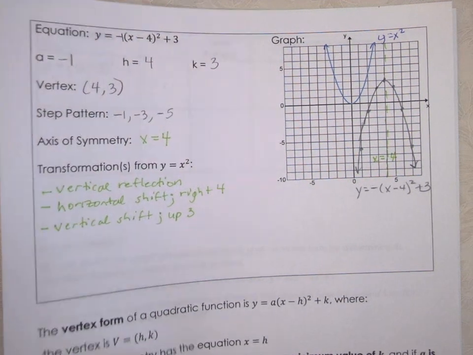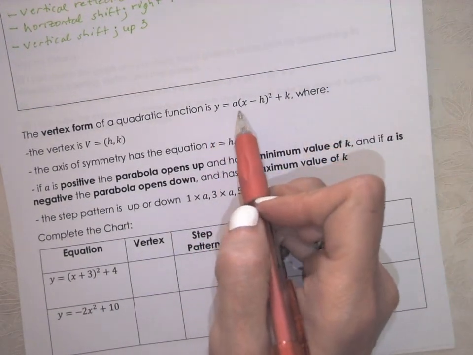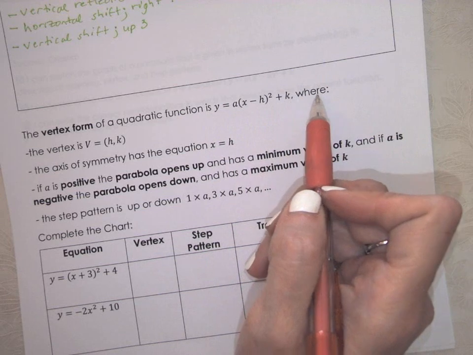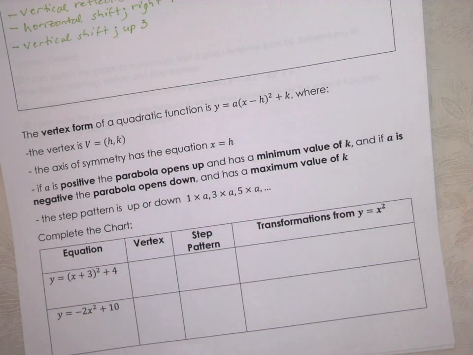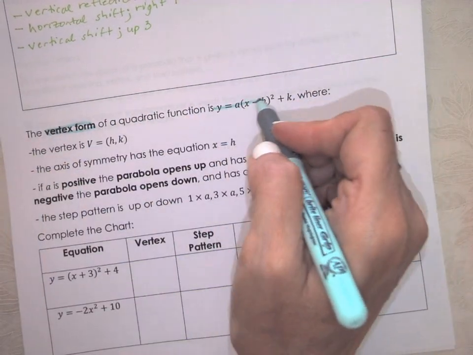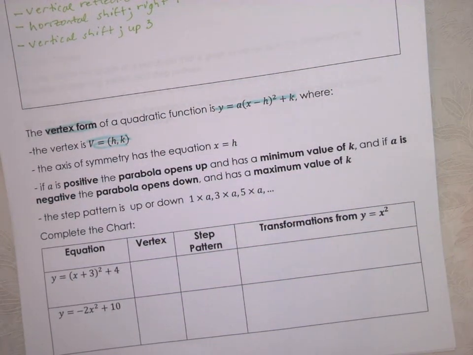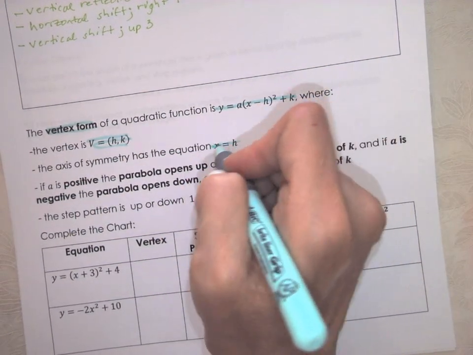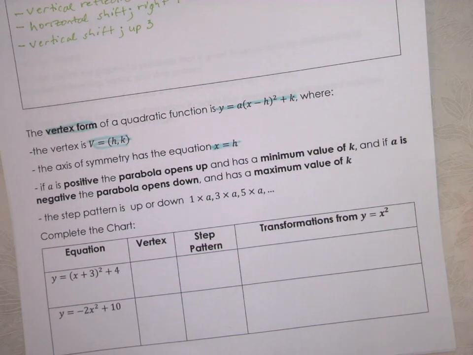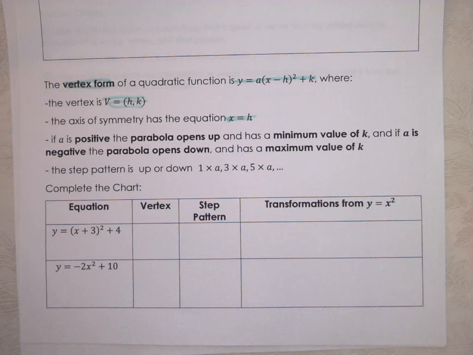Okay, then what comes next is just a summary again. The vertex form of a quadratic function is y equals a(x - h) squared + k, where the vertex is (h, k). So helpful for us. That's why it's called vertex form: right from the equation, you can figure out where the vertex is. The axis of symmetry always has the equation x equals the h value, because it goes right through the vertex, a vertical line.